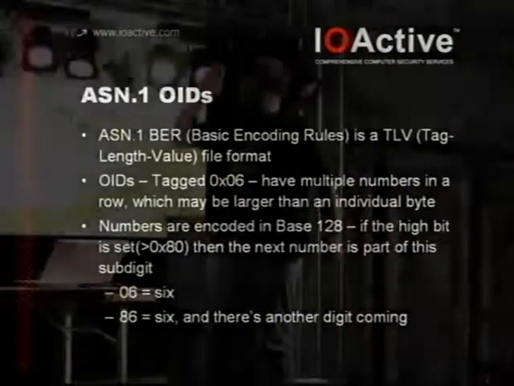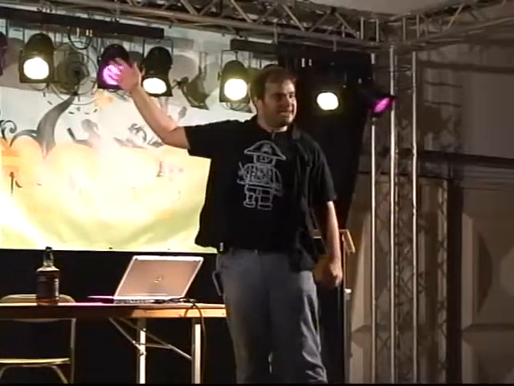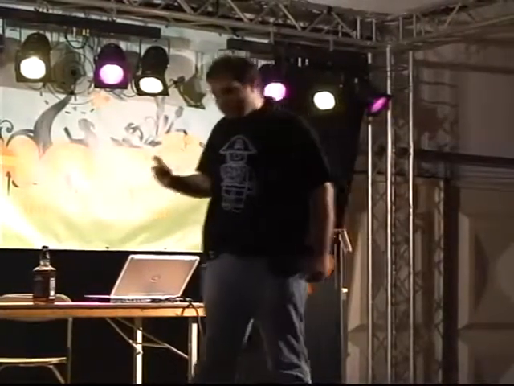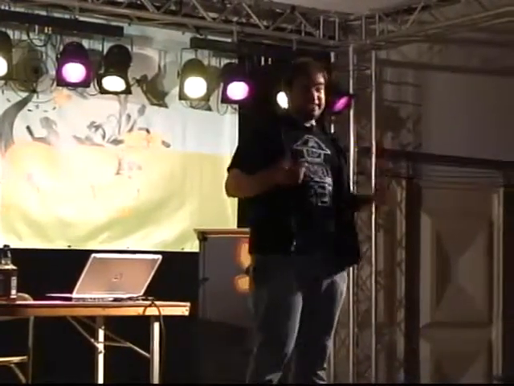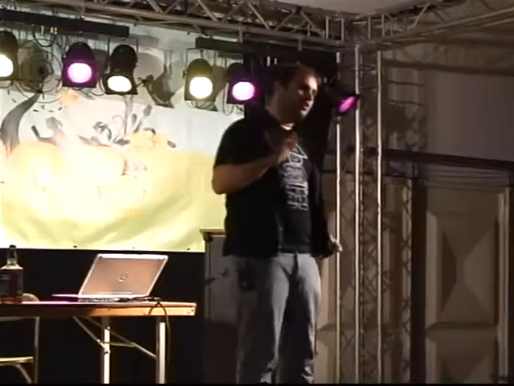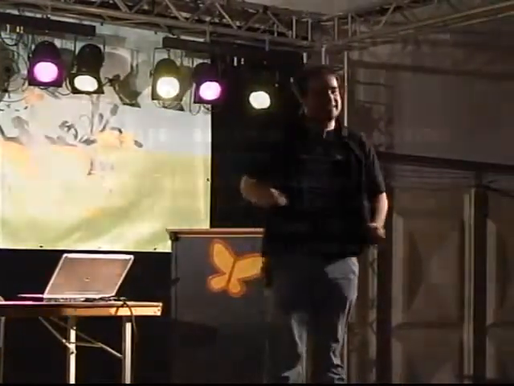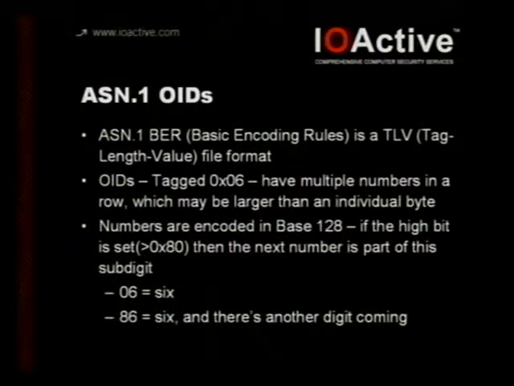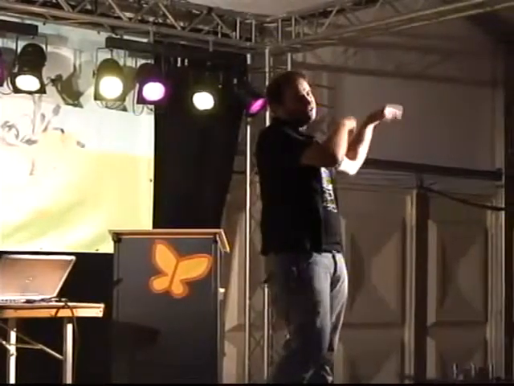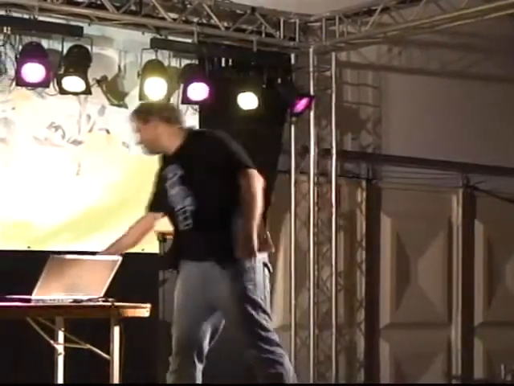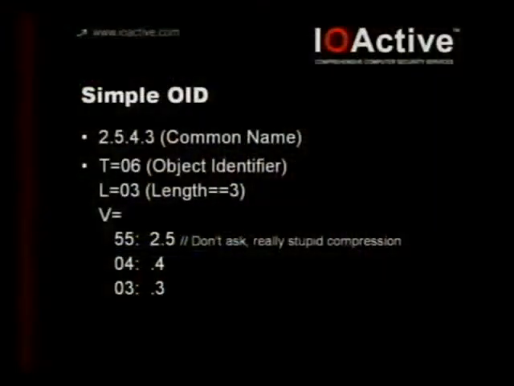Now, in the values of OIDs, it's what's called base 128, which means a number can be encoded one of 2 ways. You could either have, say, a 6, which is just a .6, or it could be 86, which says, this is the number 6, and there's another number coming. It's like place value. You know, you have the 1s, the 10s, the 100s. Only it's the 128s, the 128 times the 128s, and so on. Base 128 representation.